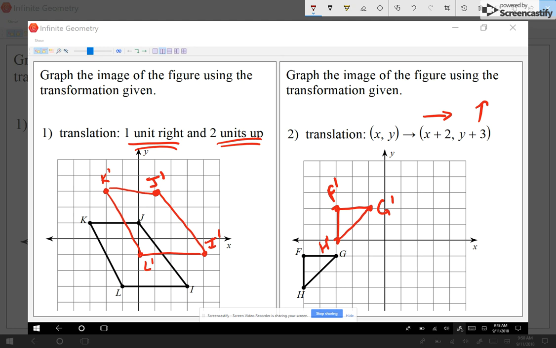So translation means to move. Any questions so far? No? For the quiz on Friday, I'll give it to you like this, and you will have to graph a picture.